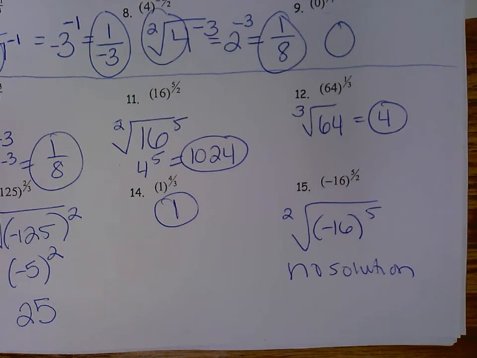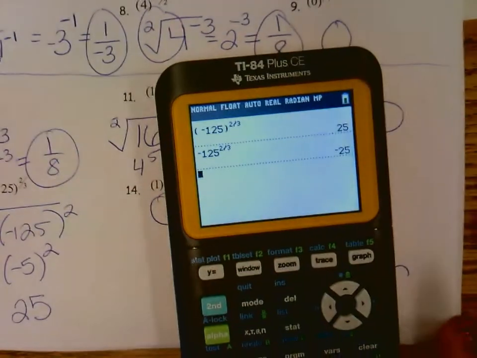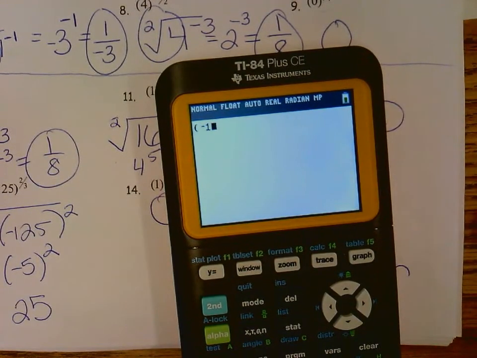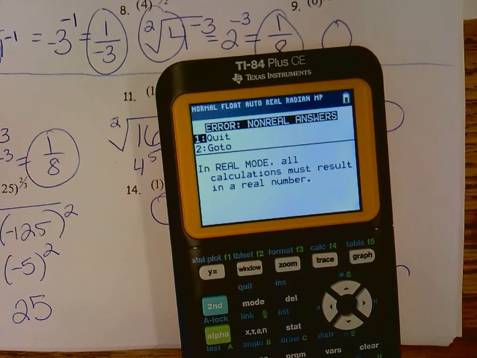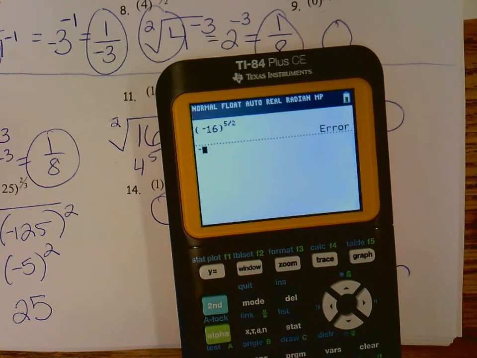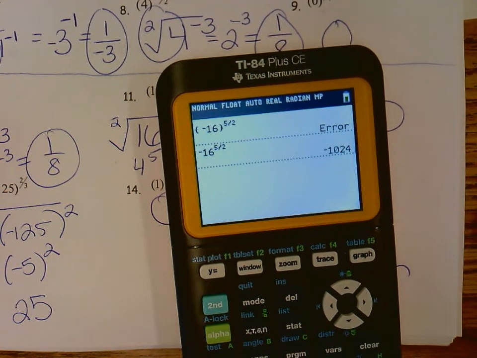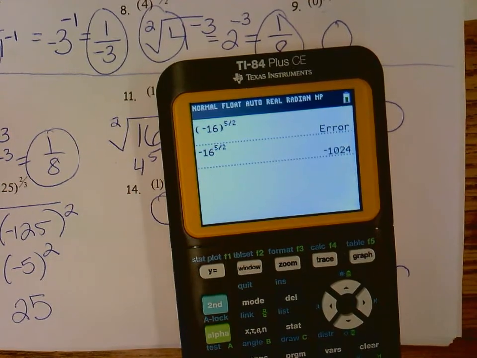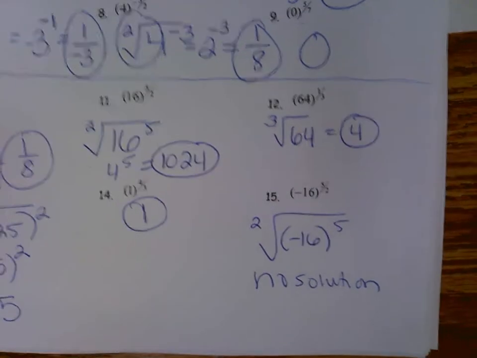But if it was in parentheses, so if I did parentheses negative 16 to the 5/2, it'll tell me non-real answer, right? But if I do negative 16 to the 5/2 without parentheses, it'll let me do it, because it's making the answer negative at the end. So just be careful with parentheses, I guess, is the moral of the story.